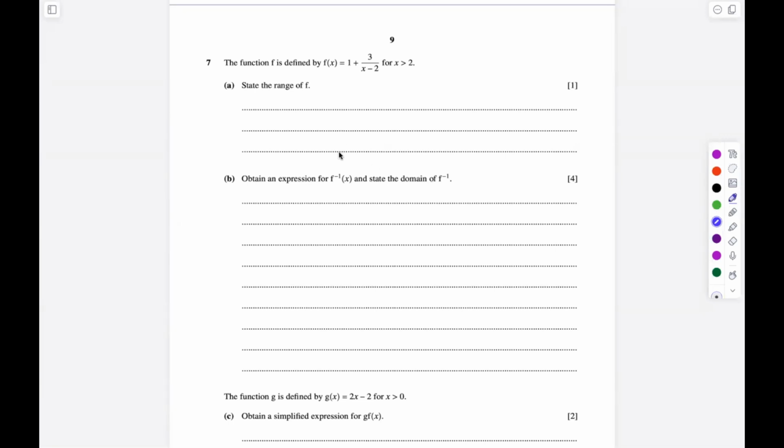In question 7, the function f is defined by f of x equals 1 plus 3 upon x minus 2 for x greater than 2. We have to state the range of f.